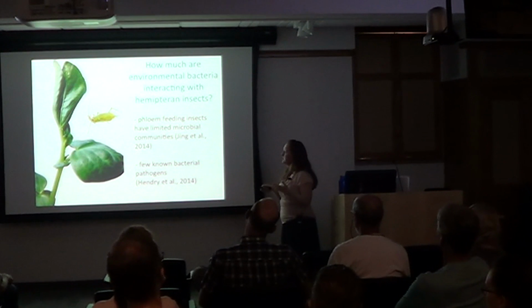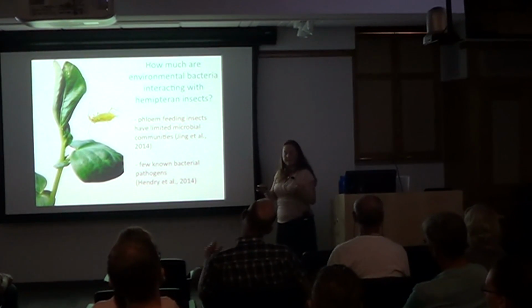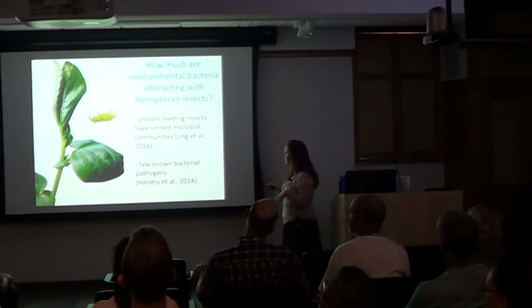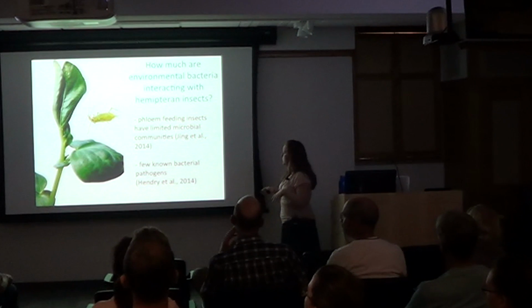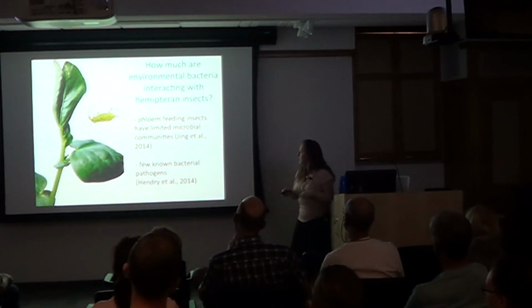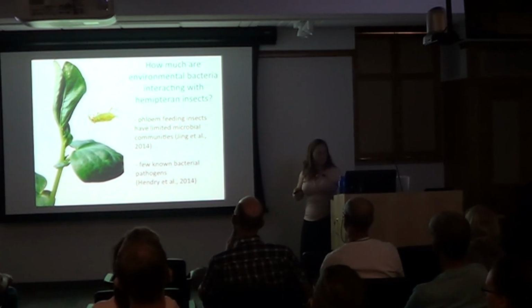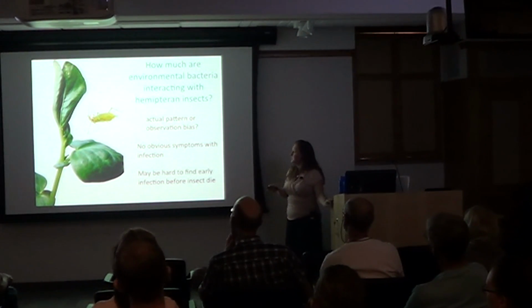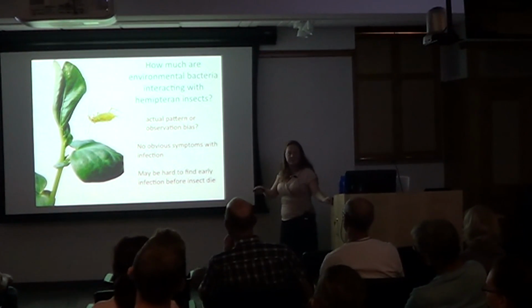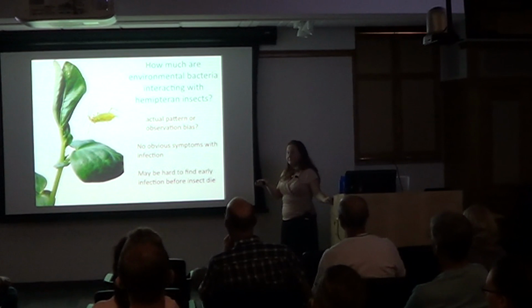People tend to think that is because they're feeding on phloem, there's just not very much bacteria there, and having a gut community isn't something that's important for the insects. There have also been few known bacterial pathogens found, other than the ones that I showed you. And it's not entirely clear if that is because this is an actual pattern, that these environmental bacteria aren't interacting with insects that much, or if it's maybe an observation bias.